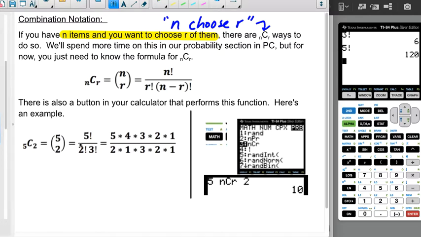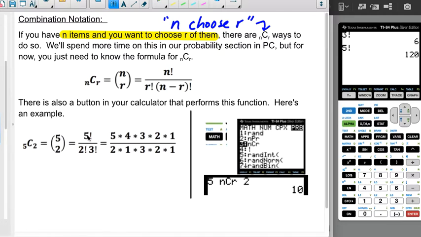So if you had 5 shirts and you only wanted to pick 2 of them, the way that you would figure out how many different ways you could do that would be 5 factorial, because 5 is that n, so 5 factorial, 5 times 4 times 3 times 2 times 1, over the number you want to choose, which is 2 factorial, so 2 times 1.